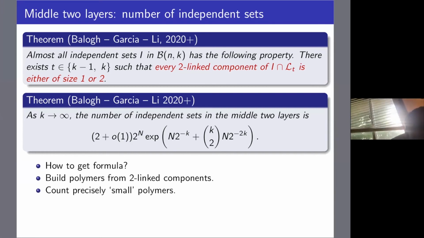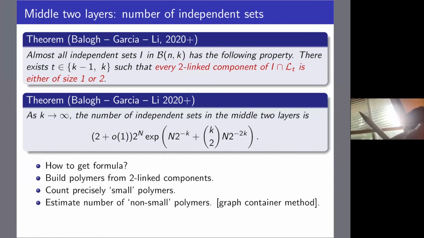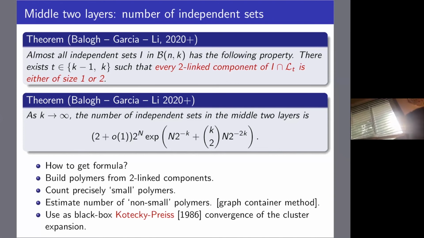So, yeah, it's a very abstract thing just to define. It would take half an hour to define the model, but somehow the objects are these two-linked components, and it's very useful to count the small polymers, like the small two-linked components. And there is a theorem of Kotecký and Preiss, which says that if certain convergence conditions are satisfied, then the small approximations are really precise. And this graph container lemma is used to prove the convergence of the cluster expansions. And somehow, if somebody understands the setup, which takes a couple of days, then it's very useful.